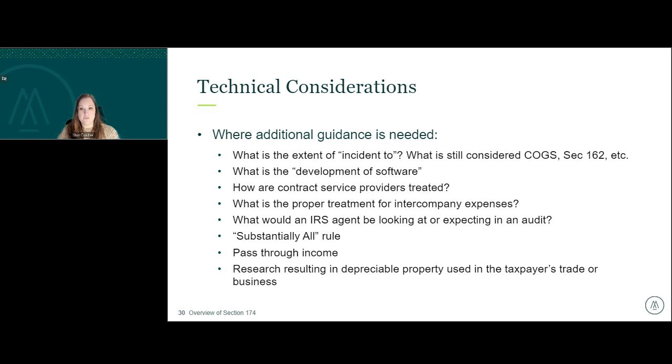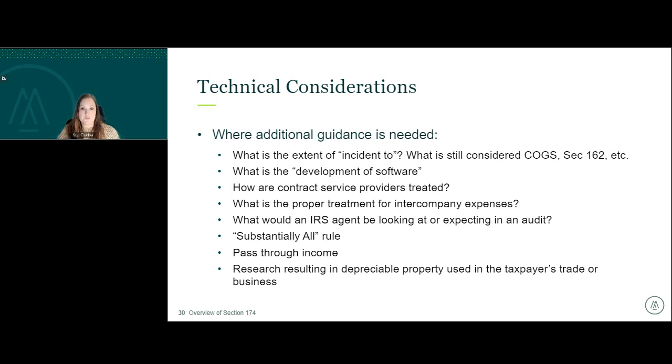The substantially all rule, and I think this is one of the questions as well, in the R&D credit calculation: if a person spends 80% or more of their time in R&D, then you include their wages at 100%. But the 174 doesn't have that same provision. So we are landing on that you would likely just include them at the 80% or whatever percent they are at, because it is a 41 issue only, but that is still uncertain. There's still some uncertainty around that.